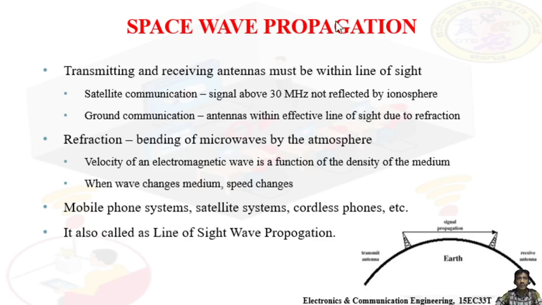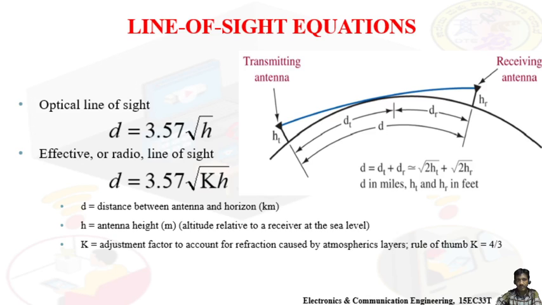It is widely used in mobile phone systems, satellite systems, and cordless phones. It is also called line of sight wave propagation. The line of sight equation: the optical line of sight D is equal to 3.57 times the square root of h. The effective or radio line of sight D is equal to 3.57 times the square root of kh.